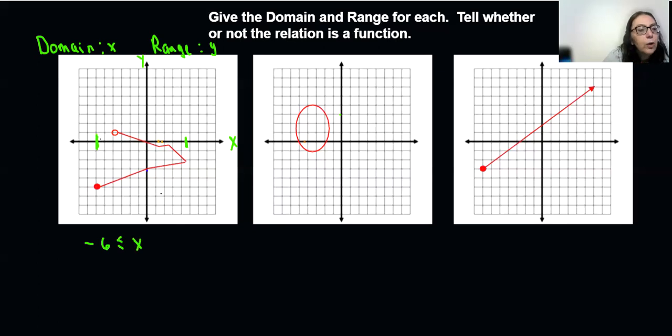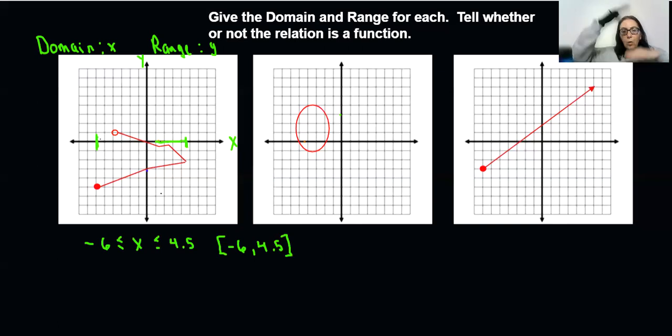Now, how far does it go to the right? 1, 2, 3, 4.5. It looks like 4.5. And that's closed also. So we're going to use a less than or equal to sign, 4.5. Now you can also write this in interval notation. Because they're both less than or equal to, you use a bracket. It's less than or equal to 4.5, so bracket again.